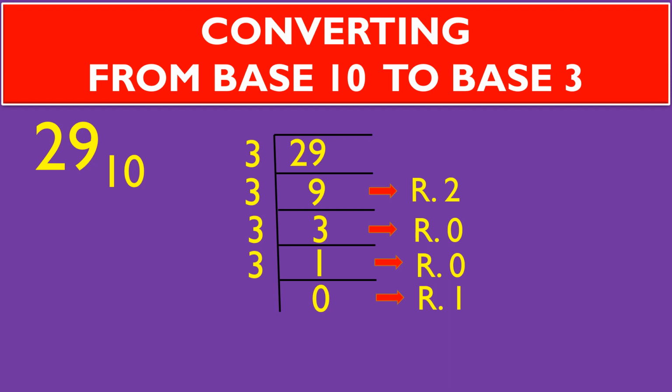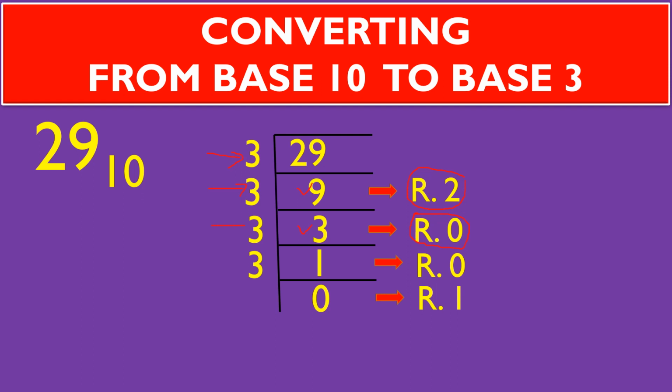Let me come again. 3 in 29 is 9. So that's how we got the 9 here. 3 times 9 is 27. But what we have there is 29. That means there's a remainder of 2. And that's how we got this 2 here. The remainder is 2. Now we divide 9 again by 3. How many times can 3 go in 9? 3 times, and that's what we have here. 3 times 3 is 9, so there is a remainder of 0. Nothing left.